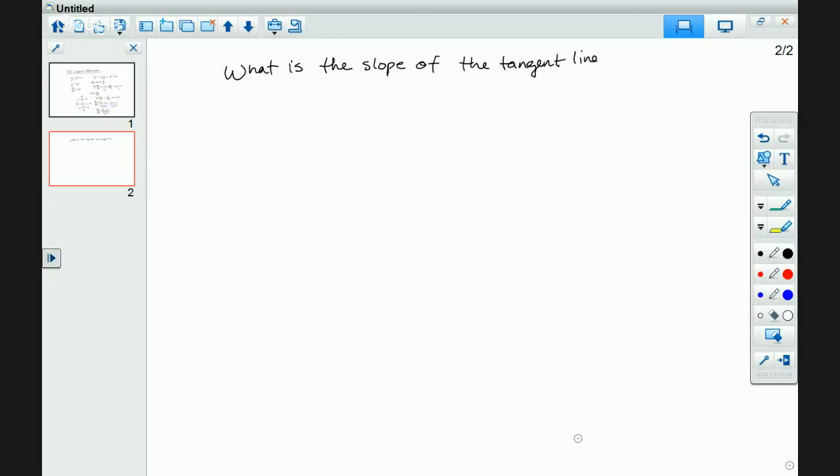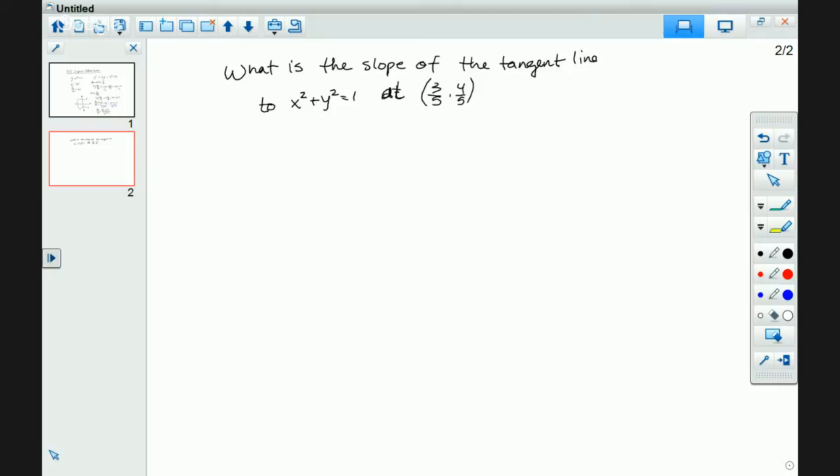What is the slope of the tangent line to x squared plus y squared equals 1 at this point? This one's a little bit less messy on the derivative, right?